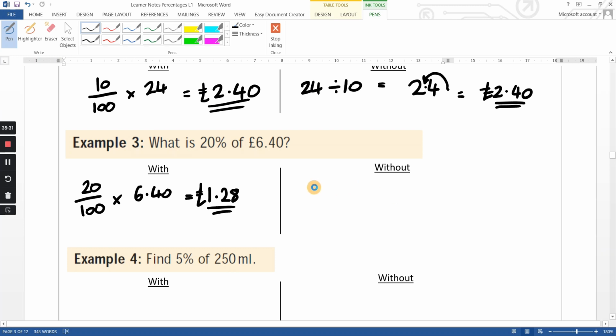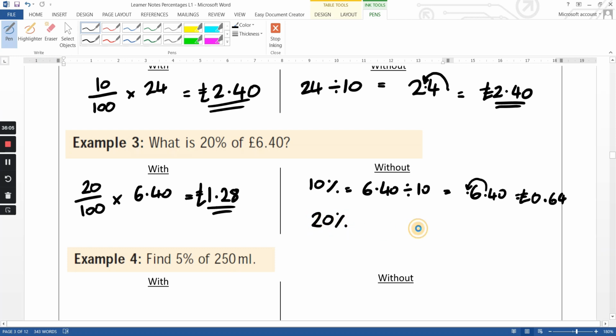Without the calculator, again, I'm going to do 10% first. So 10% is £6.40 divided by 10. So you just move the decimal point back once, which I will do here. So it jumps over that 6, it lands there. I know in reality it doesn't actually do that, but for the purpose of getting this question right. So it's technically 64 pence. Let's put the pound sign in. 10% is 64 pence. So what would 20% be?